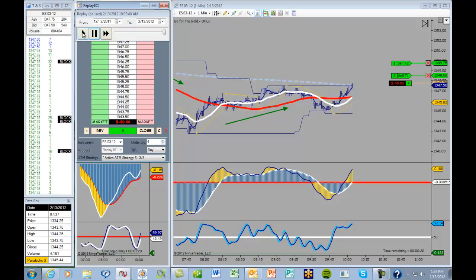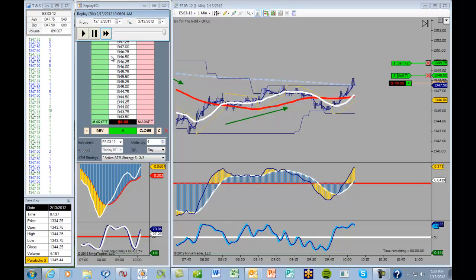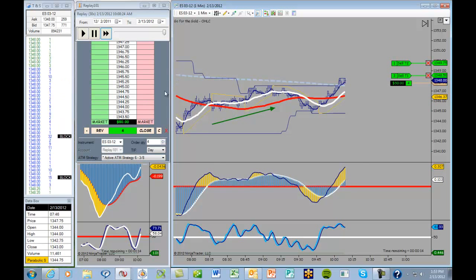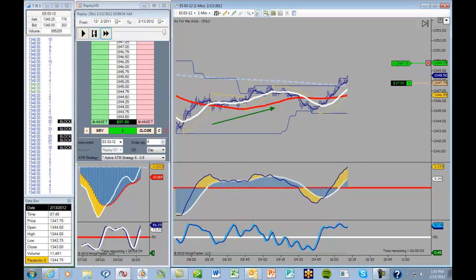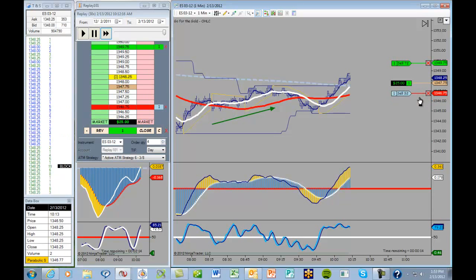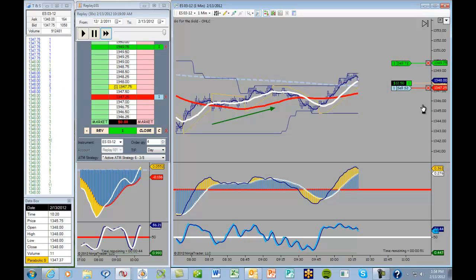And let's see what happens. Oh, we took out the first target. All right. When the white crosses the red moving average, you got a pretty high probability of some success in that direction, provided that the 5 minute is also in alignment.